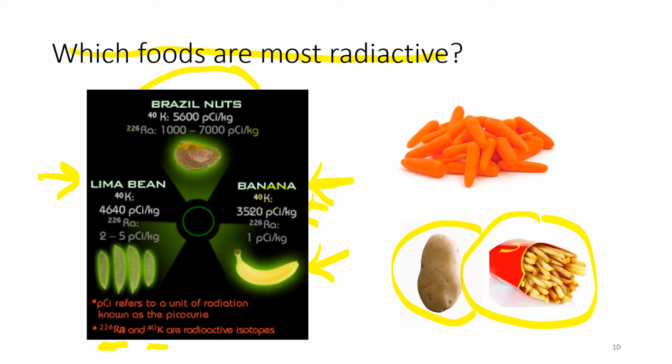But again, the only one I would say probably don't eat for other reasons is your French fries, but definitely please keep eating carrots, potatoes, Brazil nuts, and all those other things. There's just naturally occurring sources of radiation, very low levels that you don't need to worry about.